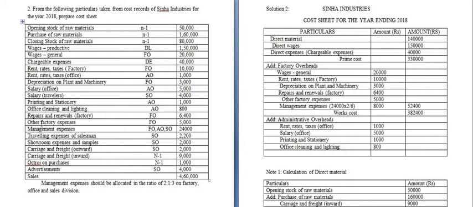Okay, then again here management expenses. Again there is a calculation over here, that is total amount of management expenses is 24,000 into ratio for administrative overheads is 1 divided by 6. Okay, then amount is how much? 4,000.